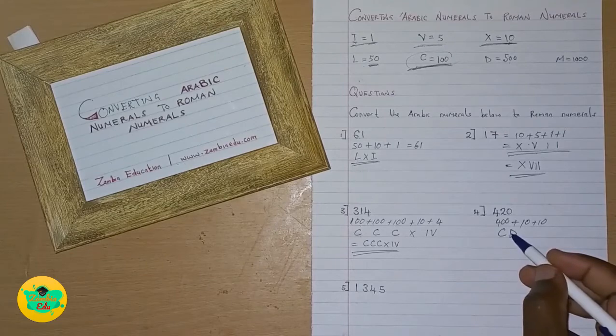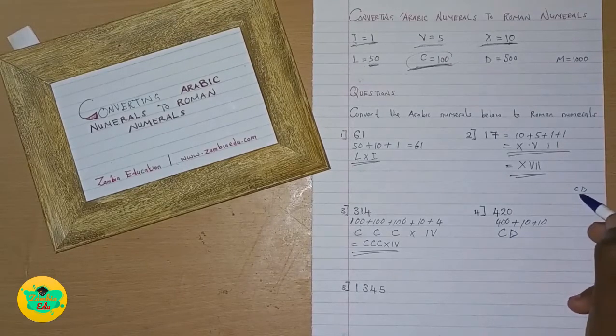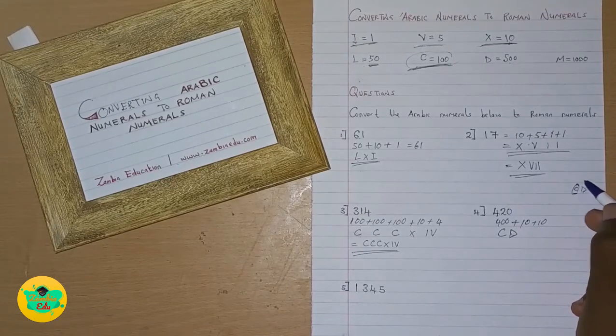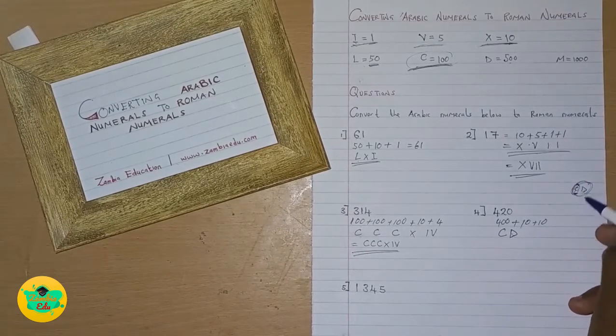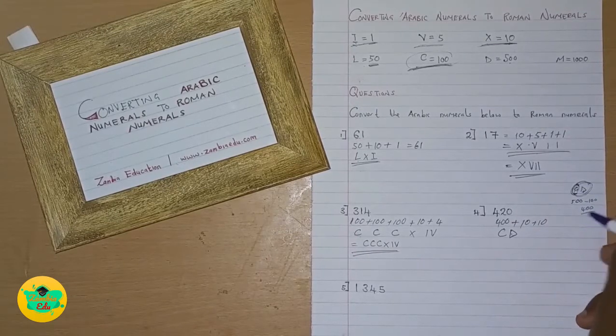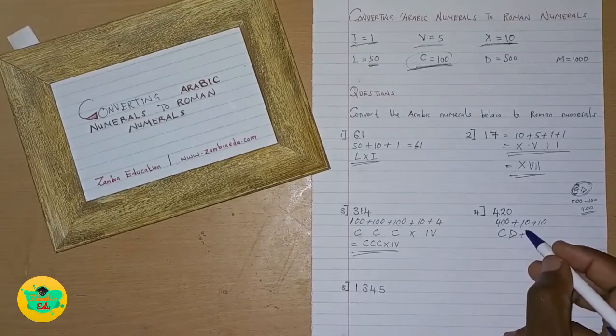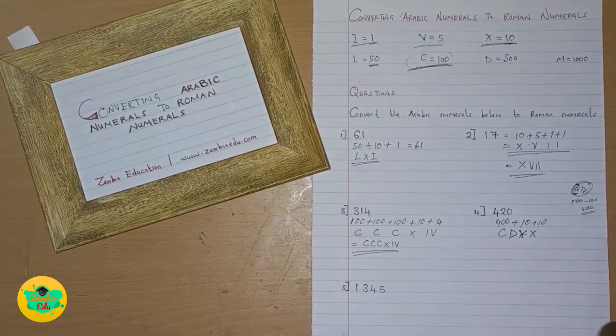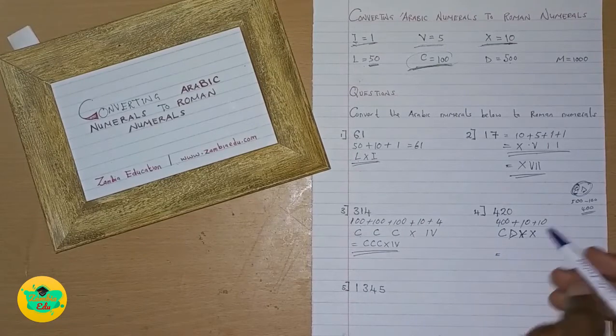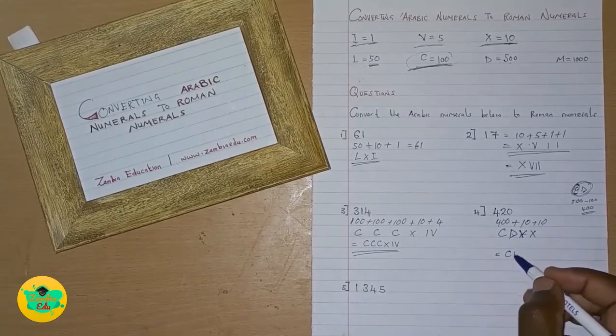What does this mean? CD. C is a lower value digit, which is at the left of the higher value digit. So what this means is subtract the value of C from the value of D and it will give you the overall value of CD together. Since D is 500, subtract the value of C from this, and the value of CD is 400. So CD represents 400, plus the X and another X. So 420 in Roman numerals is CDXX.